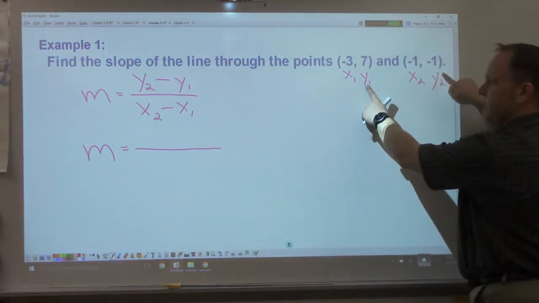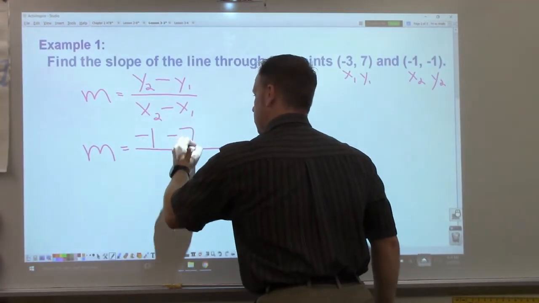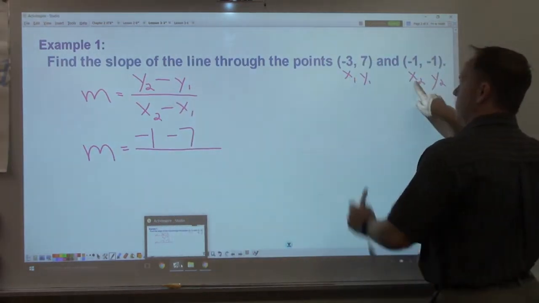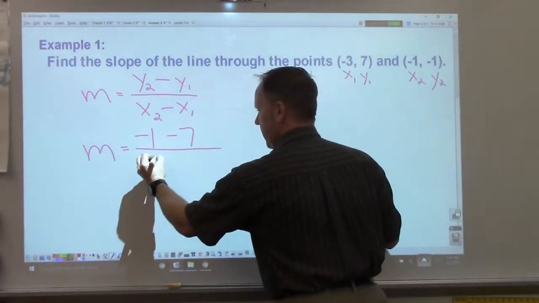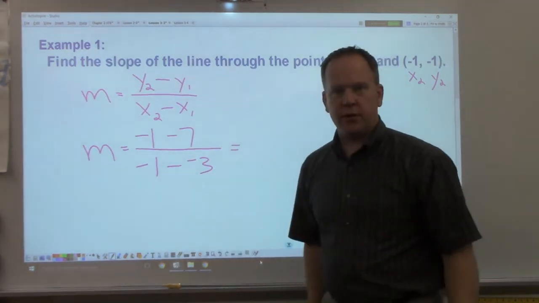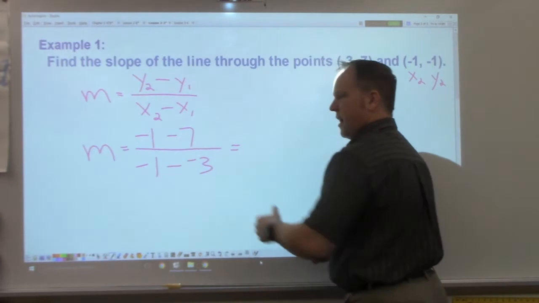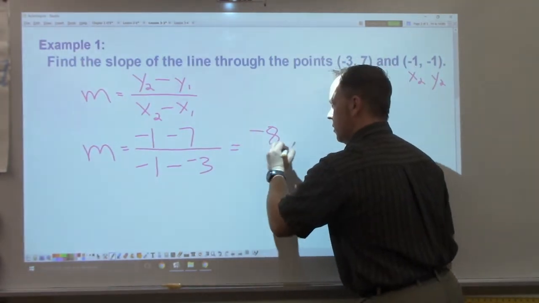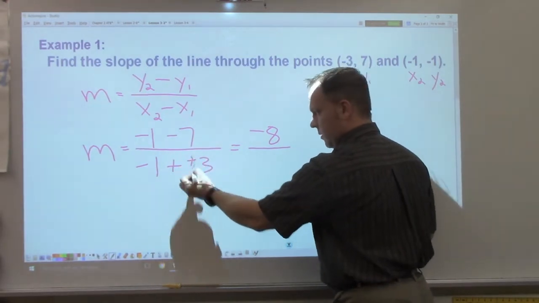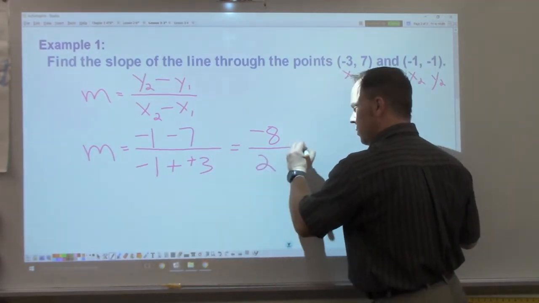y2 minus y1, -1 minus 7, over x2 minus x1, -1 minus -3. Biggest mistake with slope, positive negative numbers. -1 minus 7 is -8, over -1 minus -3. Minus negative, plus positive. So -1 plus 3 is 2.